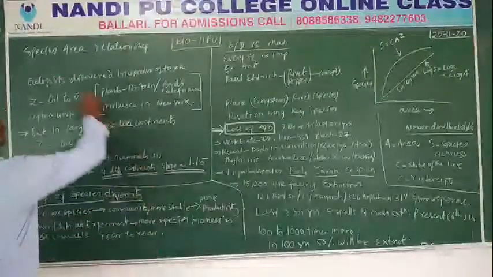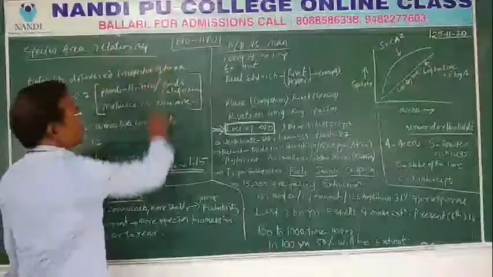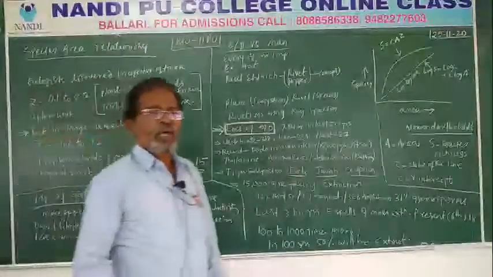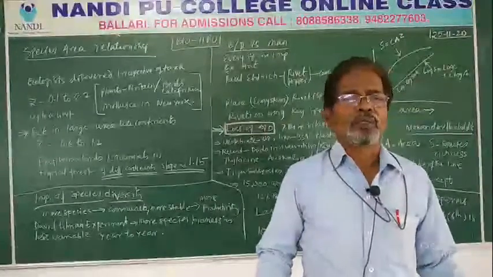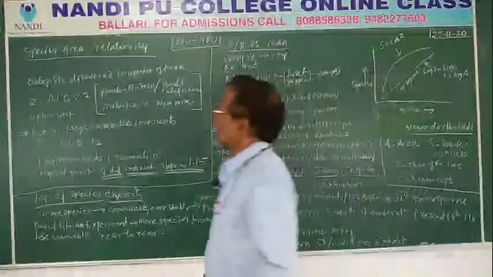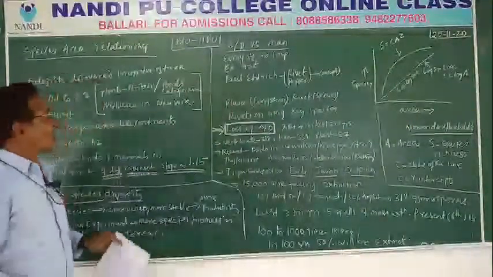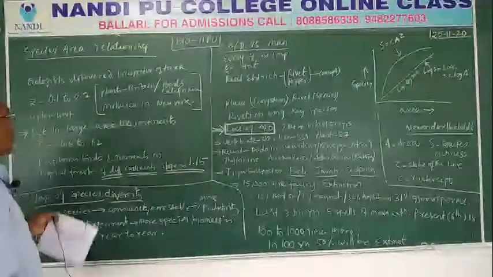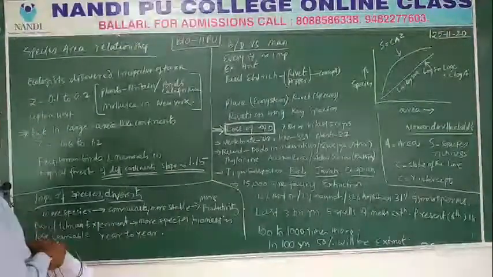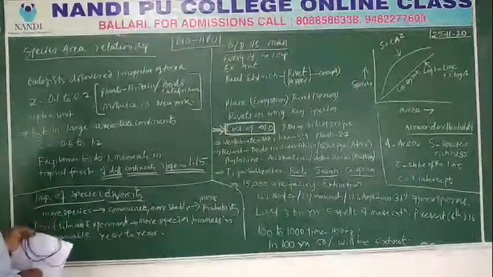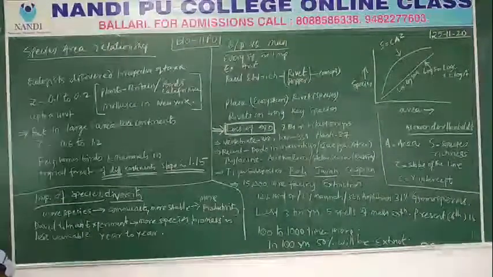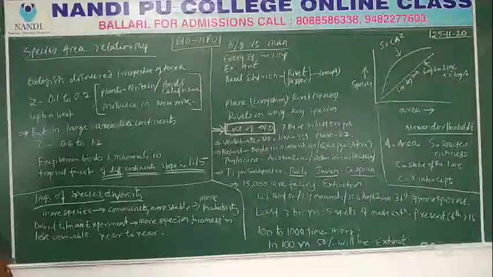Now the very first one we are starting with is species area relationship. Means if the area increases then will species increase or not, this is the question. Now on this topic actually different scientists, ecologists have studied, and they have seen that it actually changes, means the more the area, the more will be the species, this is the conclusion we have come across.